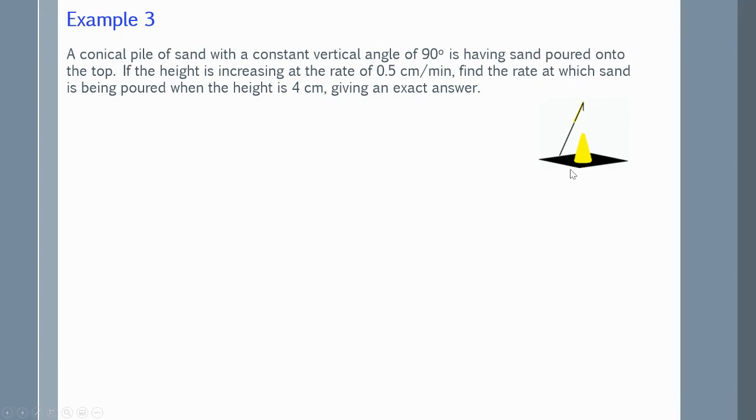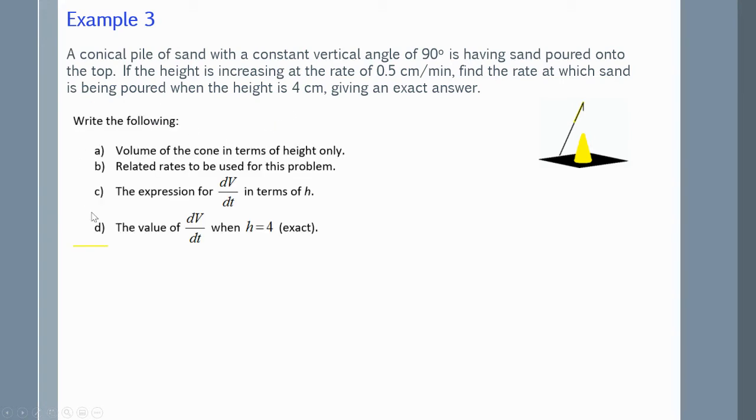Now, we have a conical pile of sand, and more sand is being dropped onto the top. The height of this conical pile is increasing at the rate 0.5 centimeters per minute, and we want to find the rate at which the sand is being poured at the instant when height is 4 centimeters. So, we need to start by finding volume of the cone in terms of the height only. How could that be done?